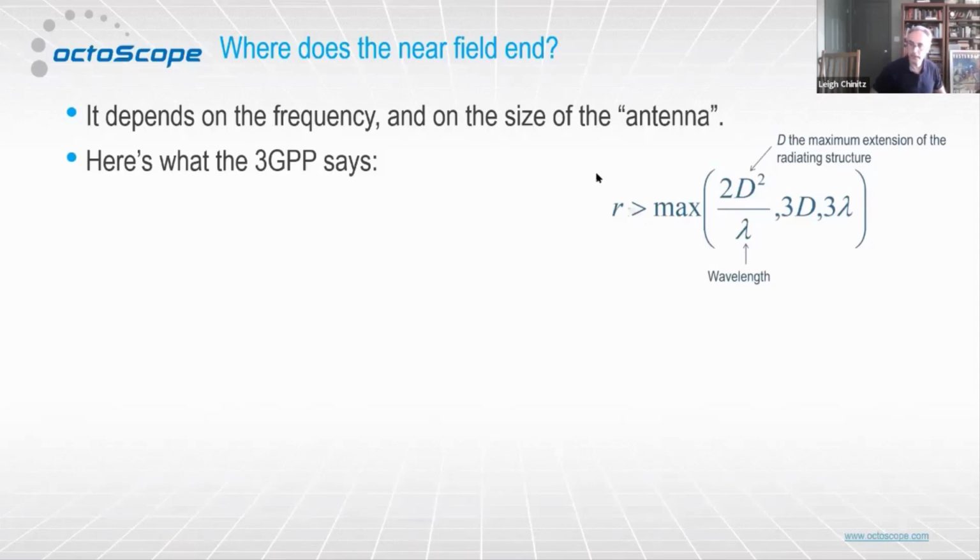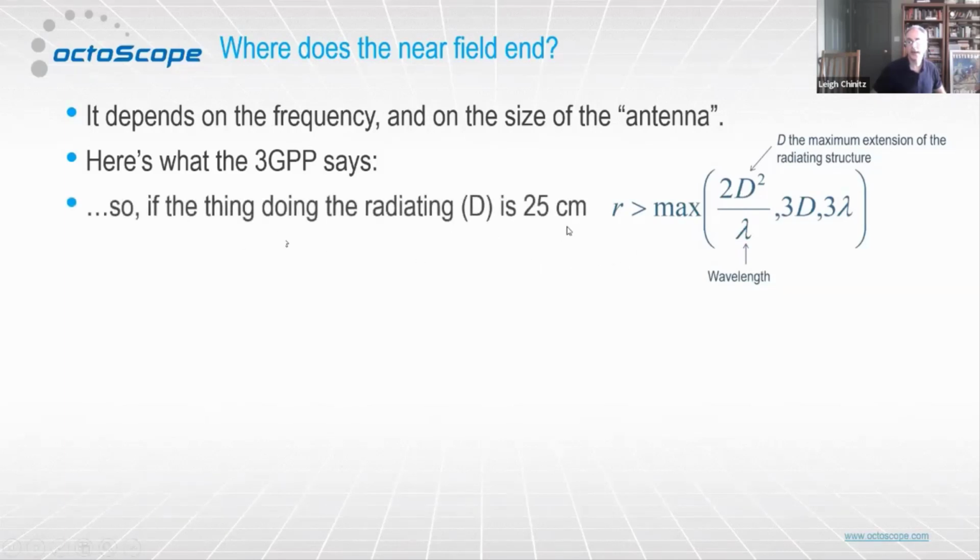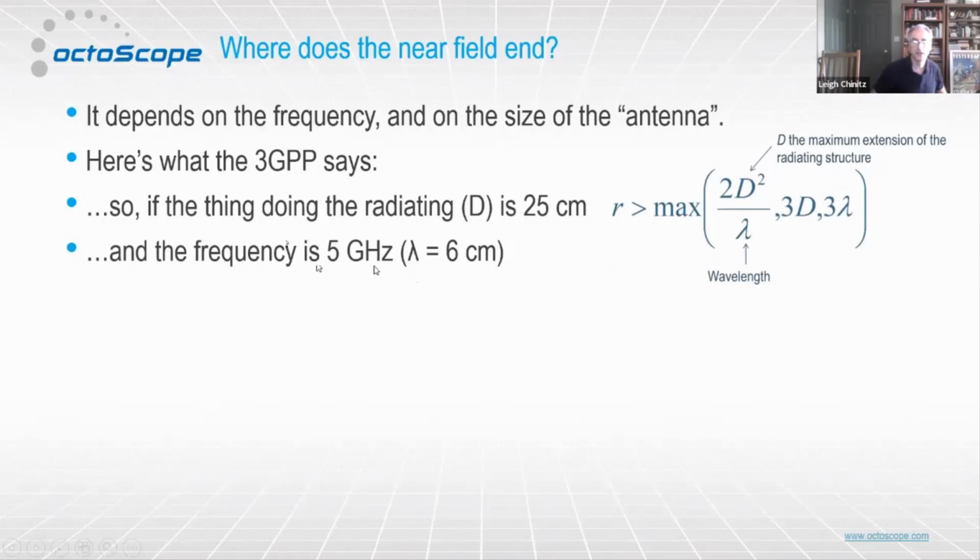So, for example, in a laptop, even though you might have an antenna built into the laptop, the entire laptop case will participate in radiating, and therefore the equation talks about the largest dimension, not just the antenna itself. So if the thing doing the radiating is, let's say, 25 centimeters, not an unreasonable size, and the frequency is, let's say, 5 gigahertz, obviously a Wi-Fi kind of frequency, the wavelength at 5 gigahertz is 6 centimeters long.